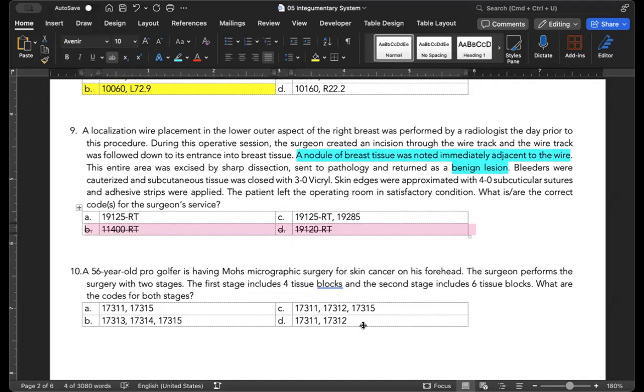Now the question is, do we also need 19285? So 19285 is going to be for the placement of breast localization devices percutaneously, first lesion, including our ultrasound. So are we also reporting the placement of that breast localization device? I would say yes, because it says here if an open excision of breast lesion is performed after image-guided placement of localization device, code the appropriate localization device, and 19285 is one of them.